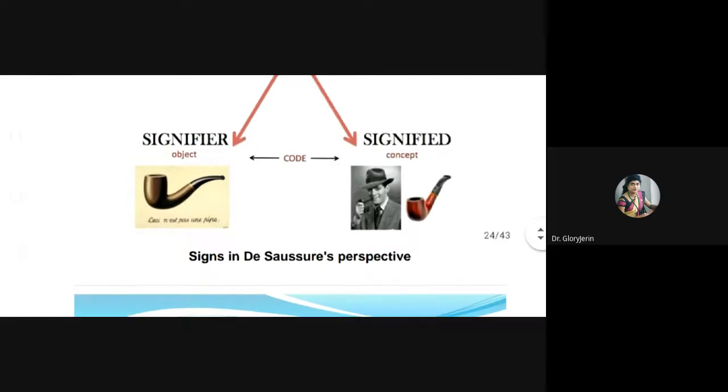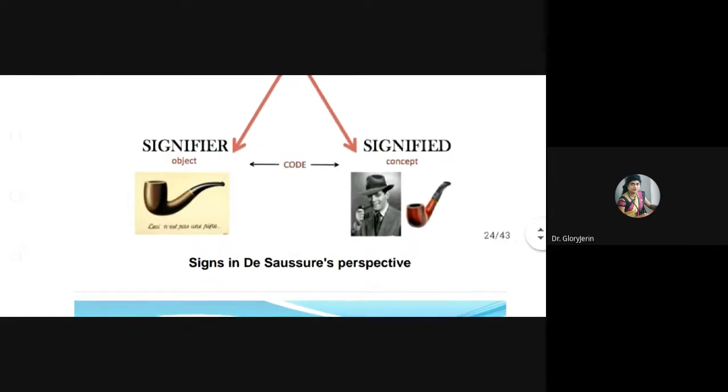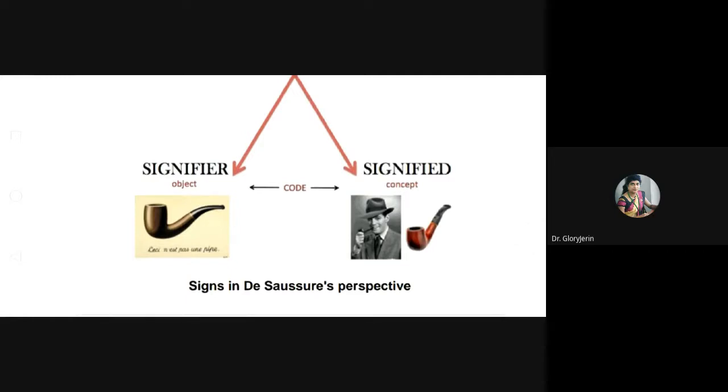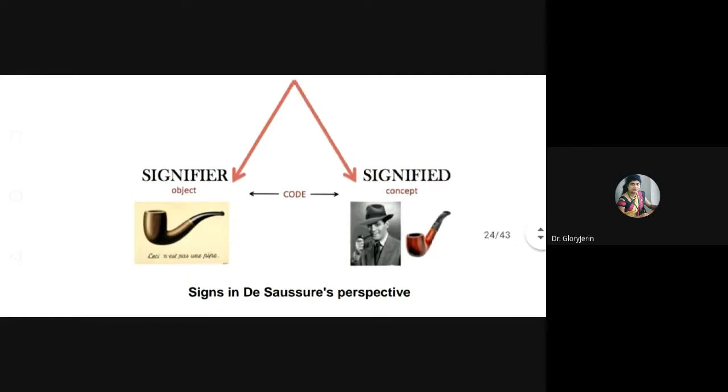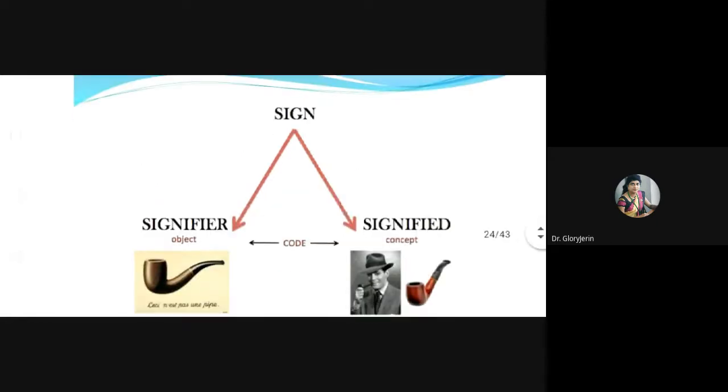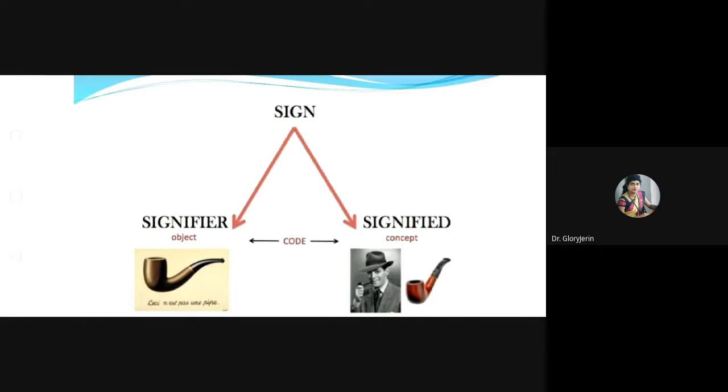In a sense, a sign is something that stands for something else. For example, the pipe, we can interpret it as masculinity, a man with a pipe, a cigarette pipe. In our interpretation, we see a bottle shape, or in this pipe, a cigarette pipe, we can interpret it as the masculinity of a gentleman.